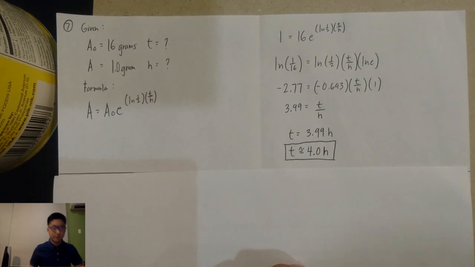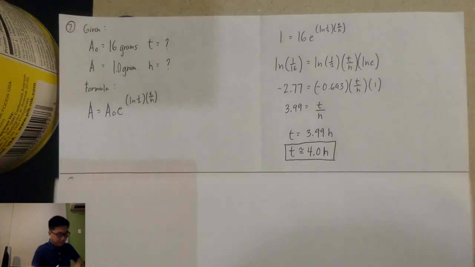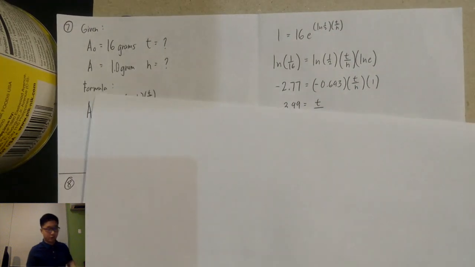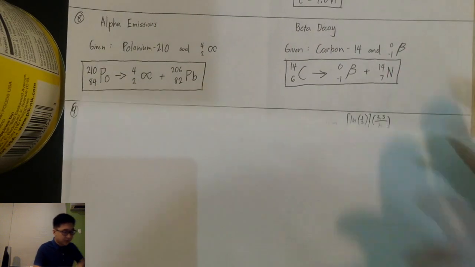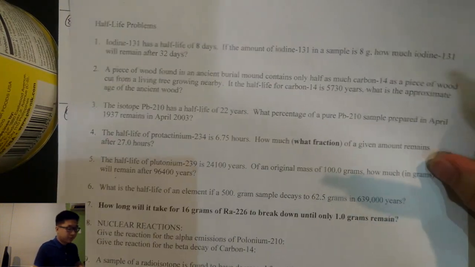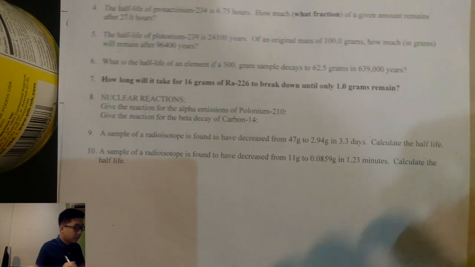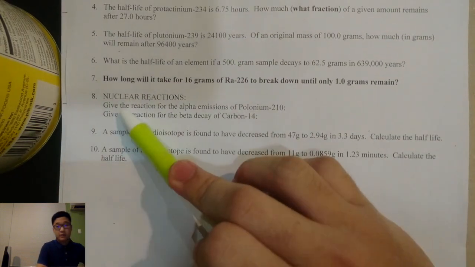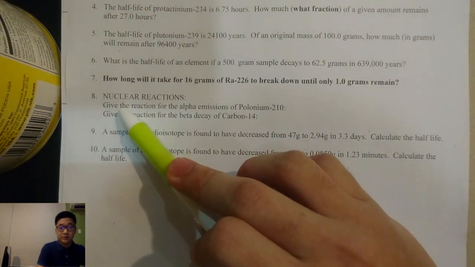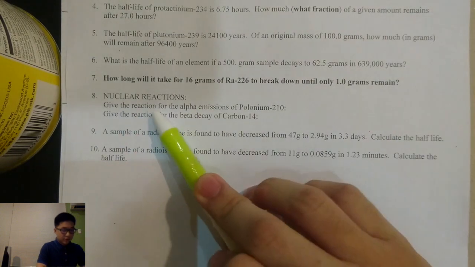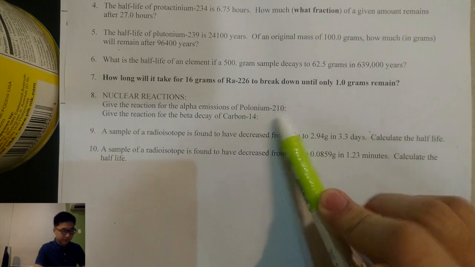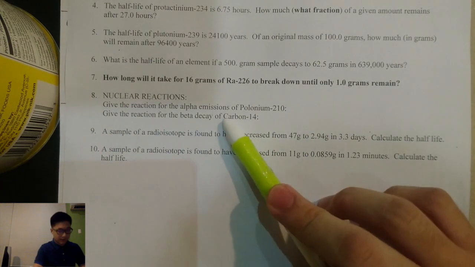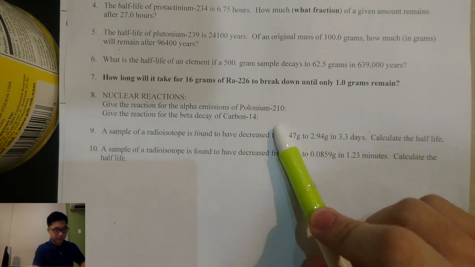Okay, now we move on to number 8. Now number 8 is a different kind of question. But let's read the question first. Okay, number 8. So now we're going to talk about nuclear reactions. Give the nuclear reaction for alpha emission of polonium-210 and give the reaction for beta decay of carbon-14.